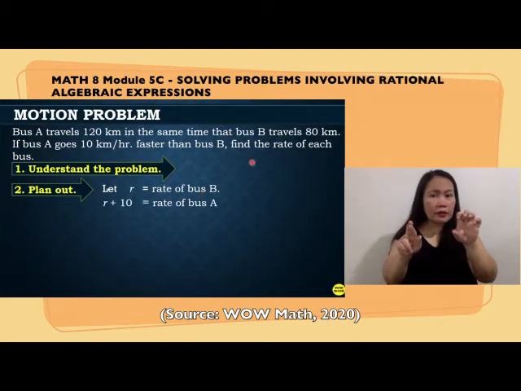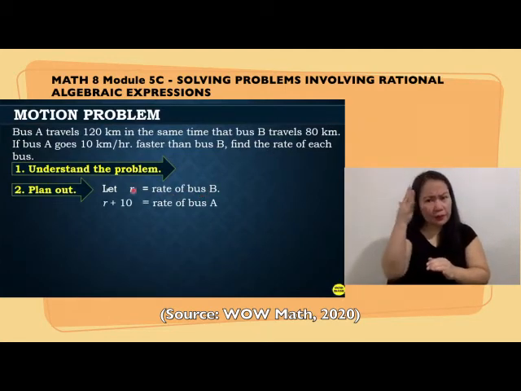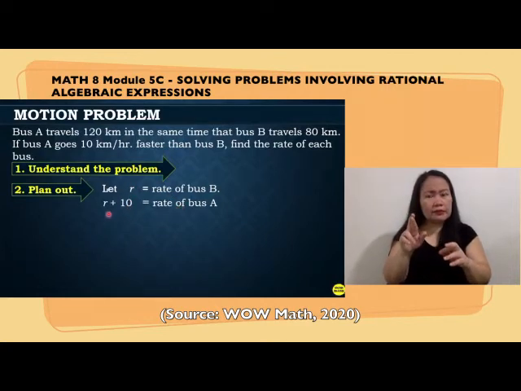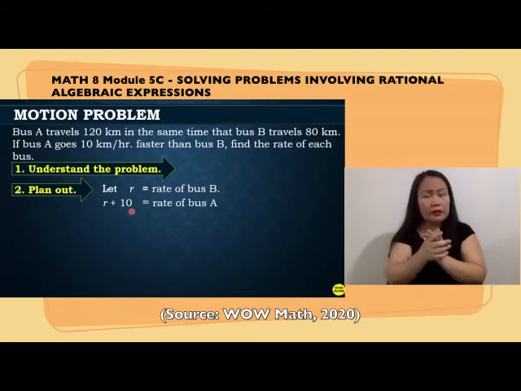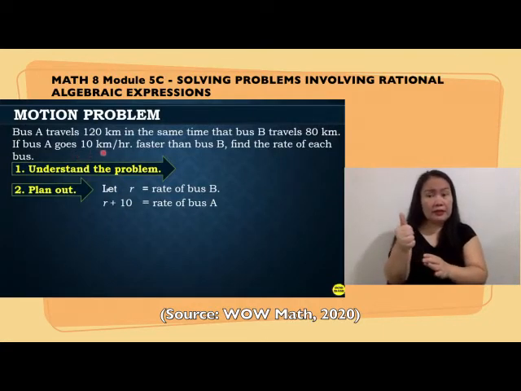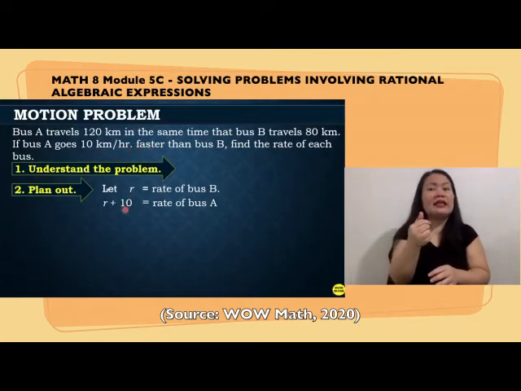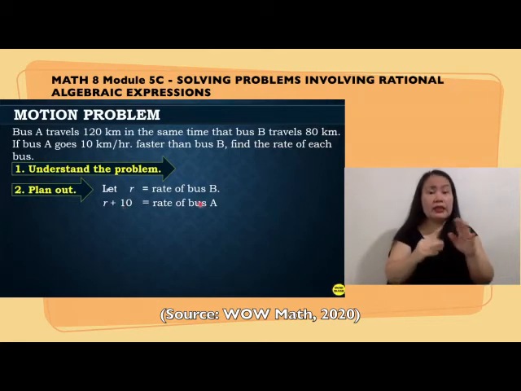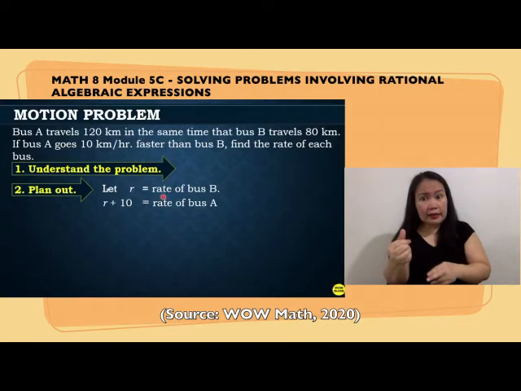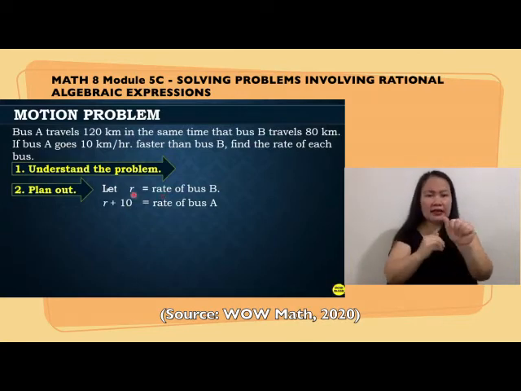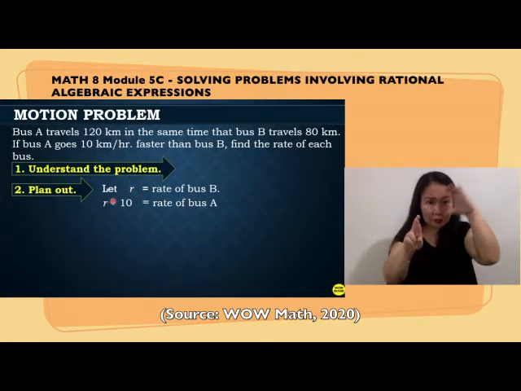So, ito yung rate ni bus B. Okay, why do we represent the rate of bus B as R? Kasi we're going to represent the rate of bus A as R plus 10. Kasi it says in the given problem that bus A is 10 km per hour faster. So, magpa-plus 10 tayo. So, si bus A ay mas mabilis ng 10. So, R plus 10 tayo. And then, our bus B is R. So, ito yung hahanapin natin ngayon.